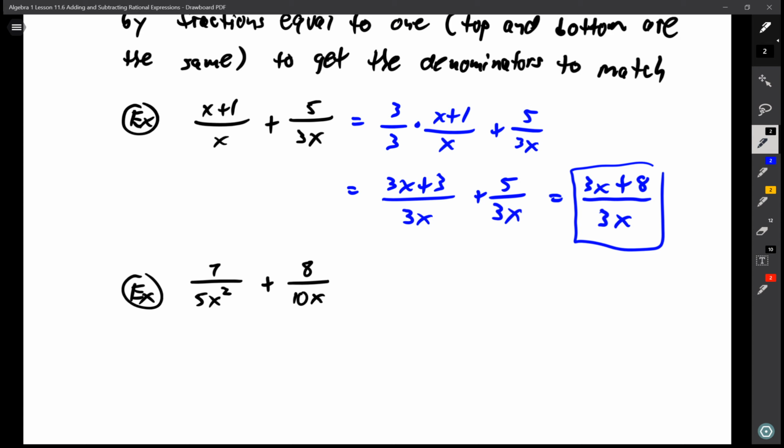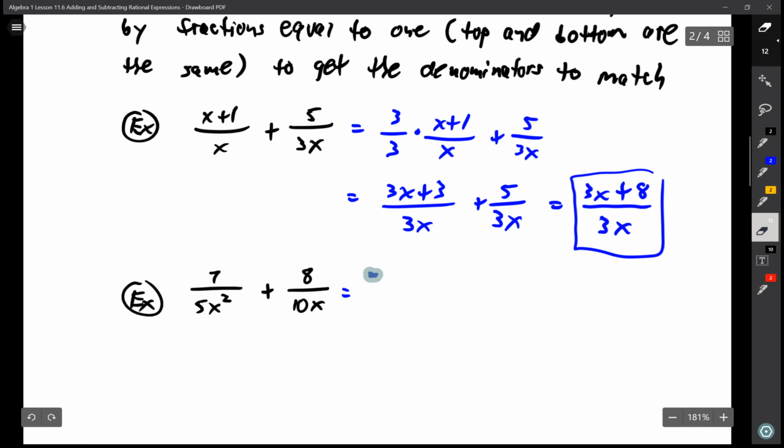So if I multiply the second fraction by x over x, that will give me a 10x squared on the bottom as well. So the first one, I need to multiply by 2 over 2. So 2 over 2 times 7 over 5x squared plus 8 over 10x times x over x.